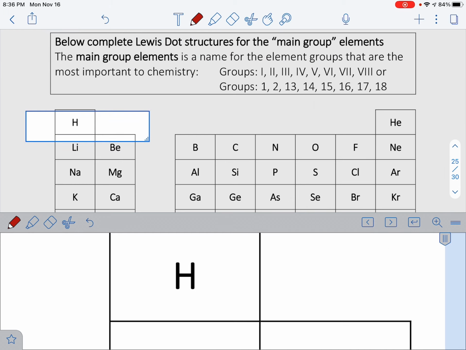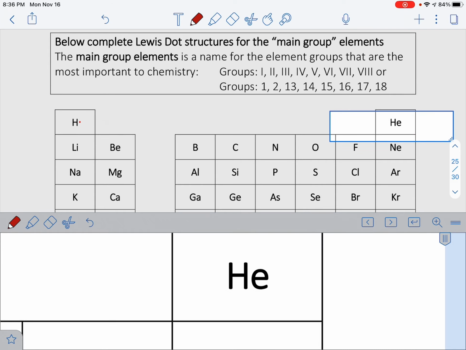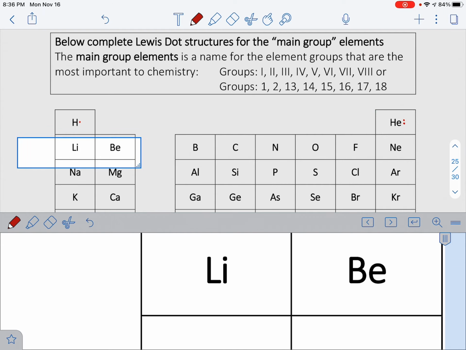So remember that hydrogen only had 1 electron, and helium had 2 electrons. We're going to draw those together because helium's special a little bit. Lithium also only has 1 electron, and beryllium has 2 electrons. You can draw beryllium either this way, or sometimes people draw beryllium like this. That's okay too.